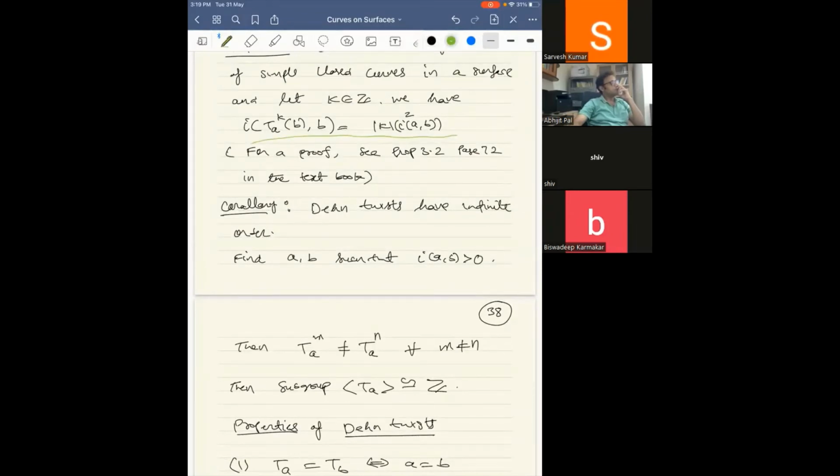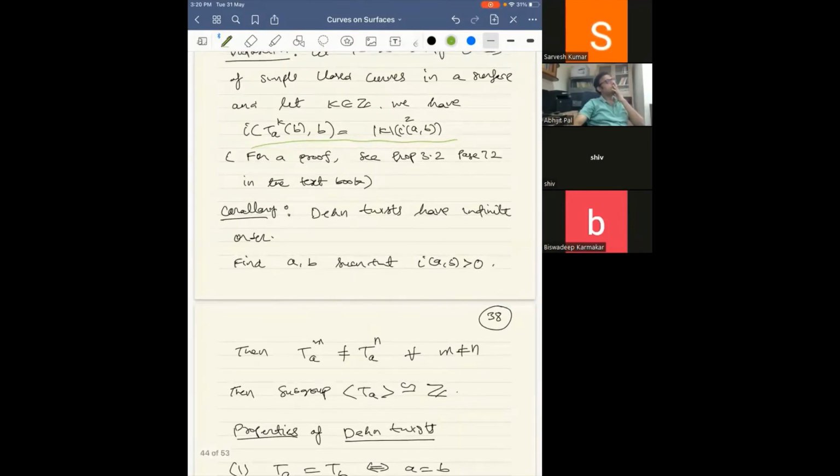So why do different powers of T_A have different meaning? They represent different elements in the mapping class group. This is clear from this formula. Because if you just change k, you can start with two curves A and B whose intersection number is positive. That is always possible, and whenever the intersection number is some non-zero quantity, let's say 1 or 2, whatever.